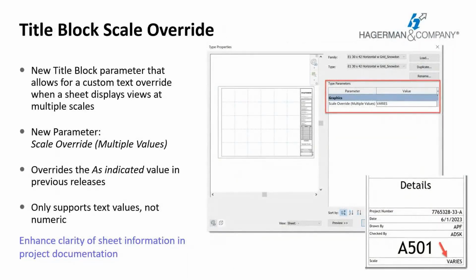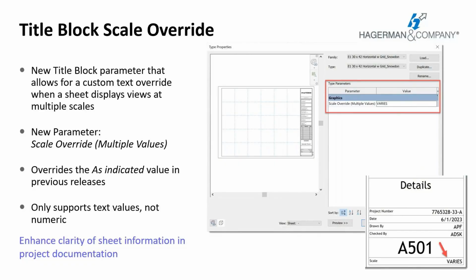The title block scale override defines a custom override value when views at different scales are placed on the same sheet. This feature is implemented through a new title block type parameter called scale override for multiple values. Traditionally, Revit would display an "as indicated" text in such cases. Now users can specify their own text to better suit the project needs or standards.